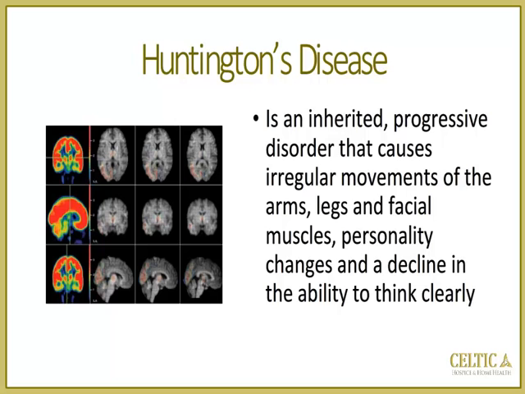Huntington's disease is another form of dementia. This disease is an inherited, progressive disorder that causes irregular movements of the arms, legs, and facial muscles, personality changes, and a decline in the ability to think clearly.